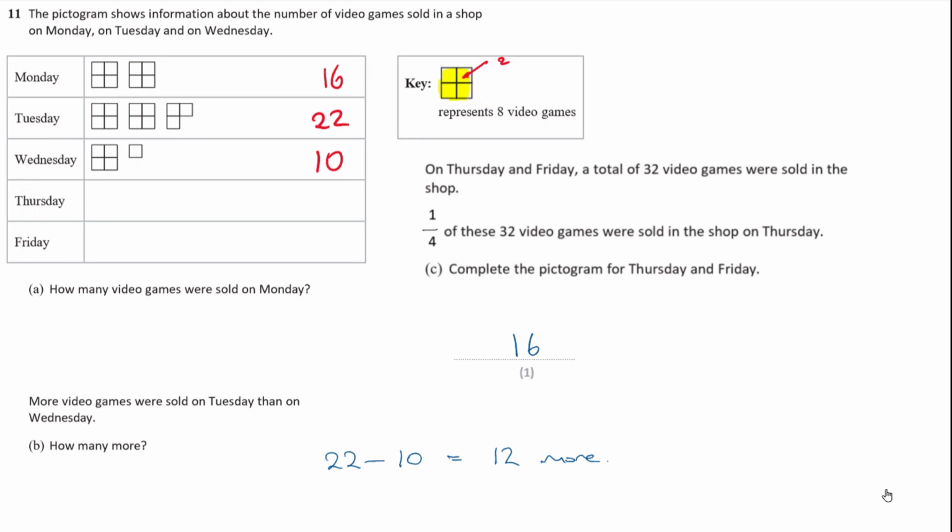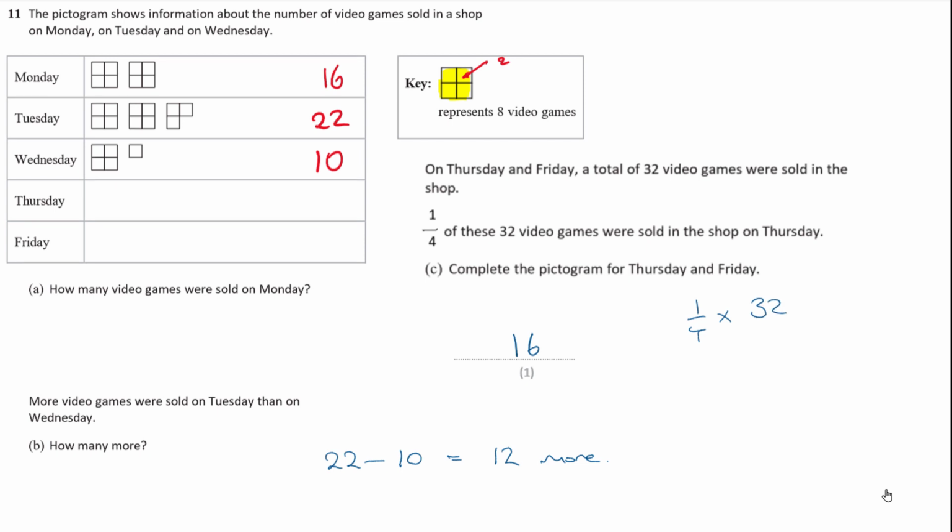On Thursday and Friday, a total of 32 video games were sold in the shop. A quarter of these 32 video games were sold in the shop on Thursday. Complete the pictogram for Thursday and Friday. Okay, so we need to know what a quarter of 32 was. So we know how many were sold on Thursday, and then we can work out how many were sold on Friday. So what is a quarter of 32?